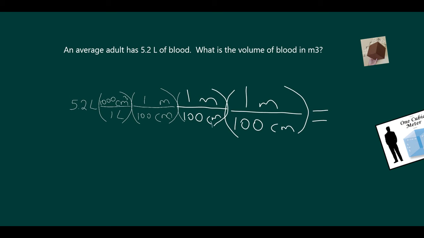So my units in this case: my centimeters cancel out the 3 on top, liters cancel out, and I have meters times meters times meters, so we are going to get meters cubed. And then all I have to do is take my 5.2 divided by 100, divided by 100, divided by 100 again, so I get 0.0052 cubic meters as my answer to this problem.